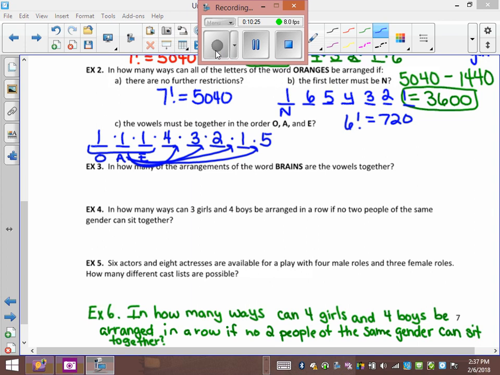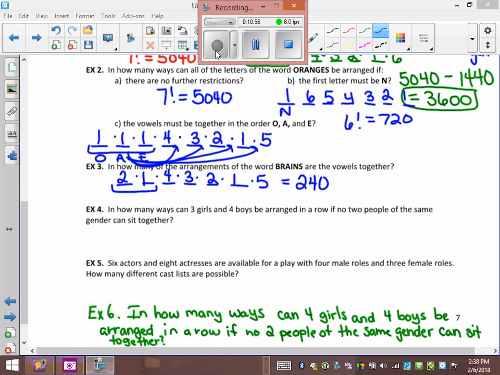In how many of the arrangements of the word brains are the vowels together? So there's 6. How many vowels? 2. Does it say any specific order? No, so this could have how many? 2, and then 4, 3, 2, 1, and we're done? Times 5, because you can move 5 places, so 240.